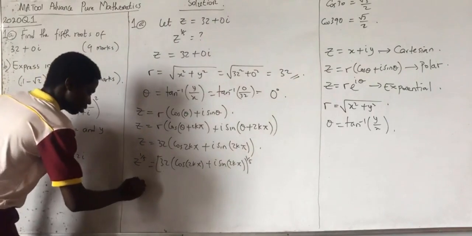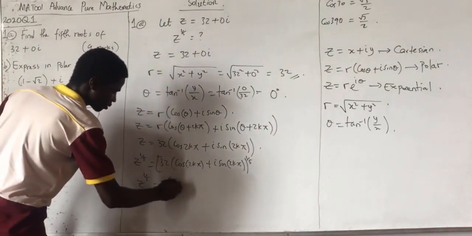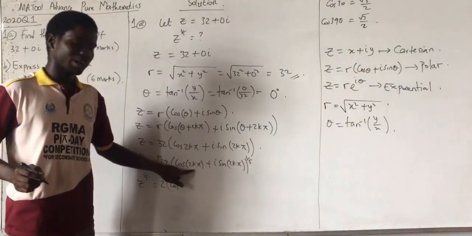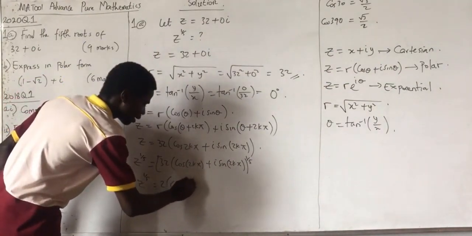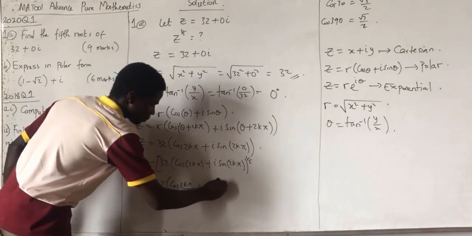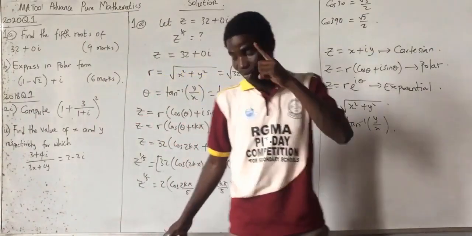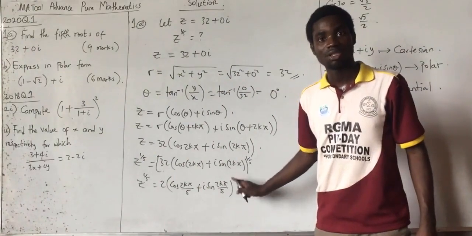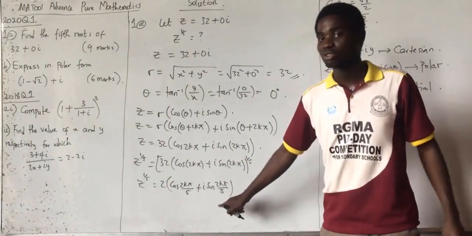This one will give me 2 open bracket cos. Now, look at what will happen to all these remaining ones. This 1 over 5 will come and multiply the angle, the argument, so that it will become cos 2k pi over 5 plus i sine 2k pi over 5. That is what you are going to have here. What I have used here is called the De Moivre's Theorem. But you don't need to state it, just apply it and use it like that.